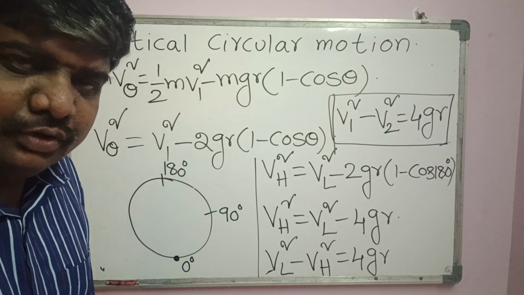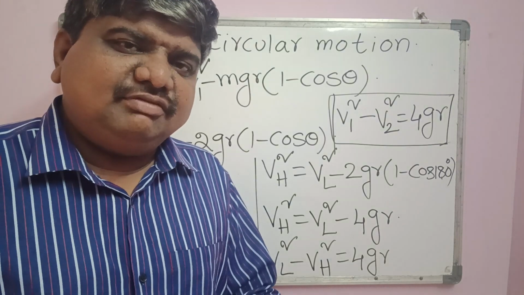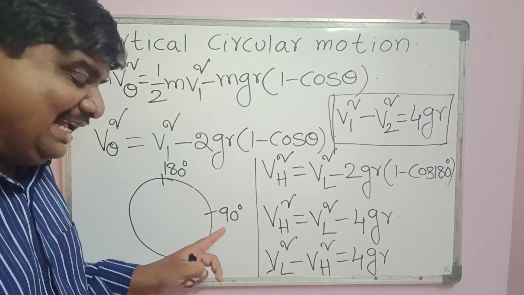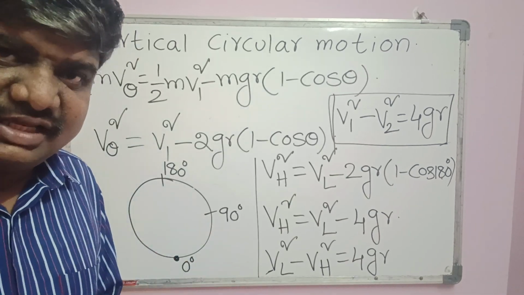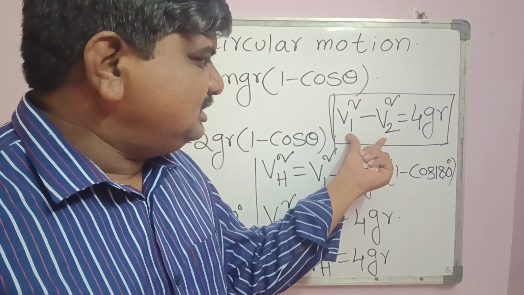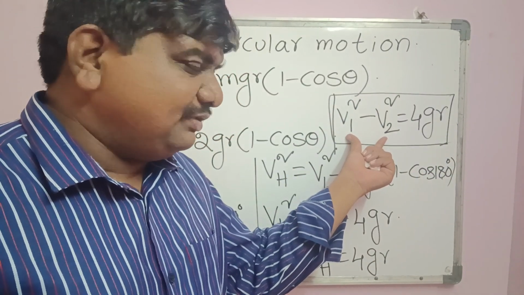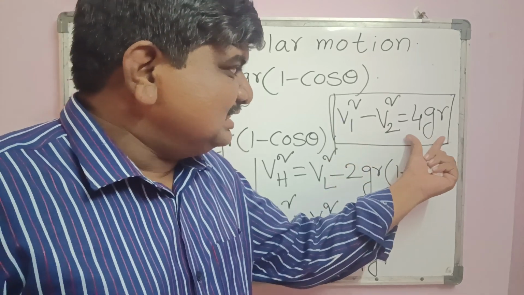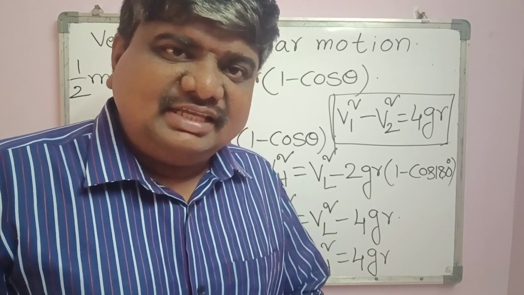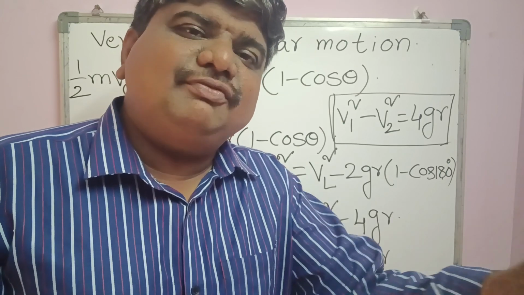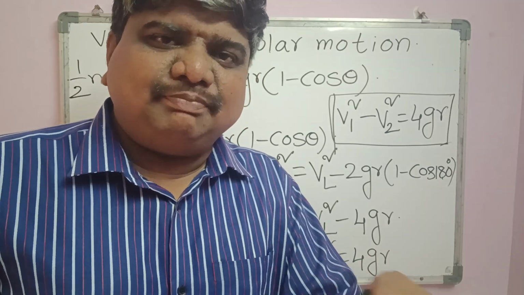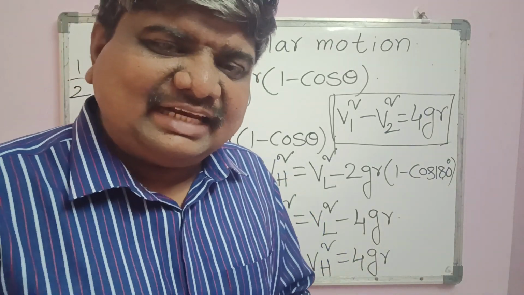So whenever a body is revolving in vertical circular motion, from position to position, where it makes an angle with respect to the center of the vertical circular path, its velocity is going to change. So here it proves that the difference of the squares of the velocity between the lowest position and the highest position is equal to 4gr. Not only the velocity, there is a chance of change in tensional force also from position to position along the same vertical circular path. Now we will try to find out the tensional force also.